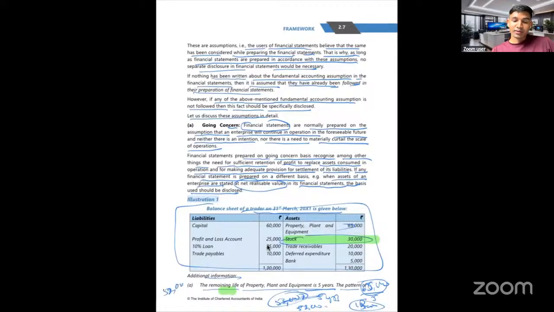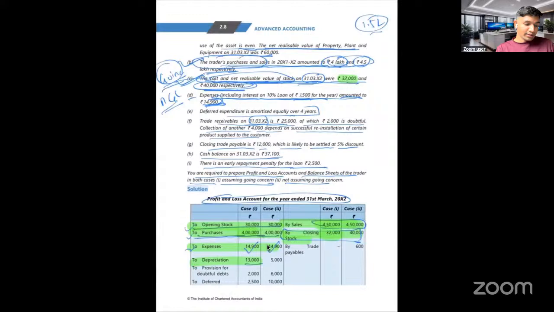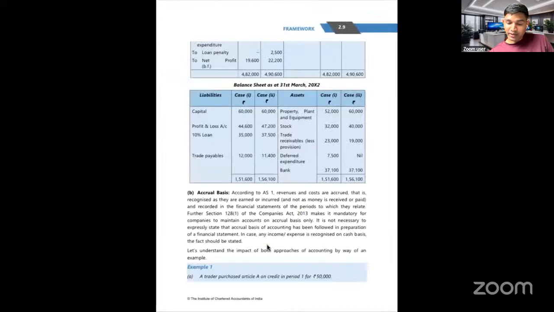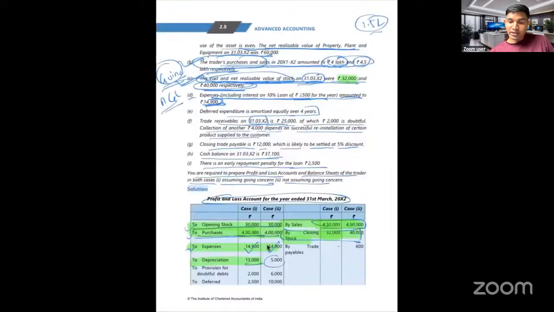52,000 will be the value of PPE, and the depreciation, further, if we are not consuming the assets, so we have to depreciate for 5 years, now 4 years remaining. 65,000 minus 13,000 is 52,000. So for the assets, we need to calculate the depreciation. So make it a question mark. We will see it.